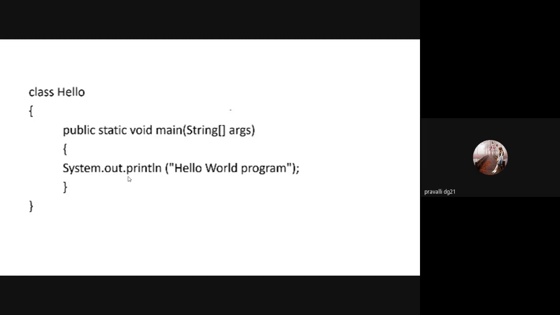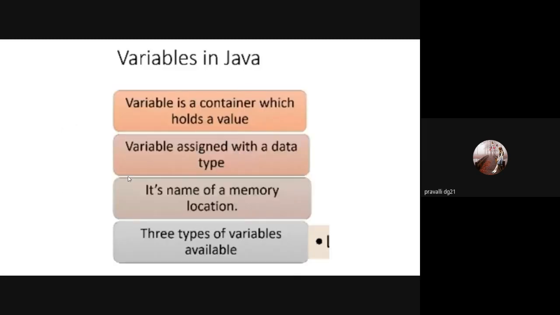So let's jump into our first topic now. Variables in Java. A variable is a container which holds a value and is assigned with a data type. It is the name of a memory location. There are three types of variables available: local, instance, and static.